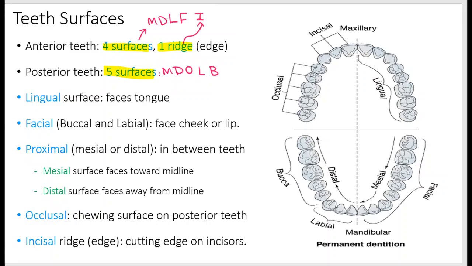Okay, so these are the surfaces that we have, and these are mainly definitions: lingual is towards the tongue, facial is towards the face or cheek or lip. Well, we have labial as well. Interproximal is between the teeth. Mesial and distal are towards and away from the midline. Occlusal and incisal, which we talked about before.